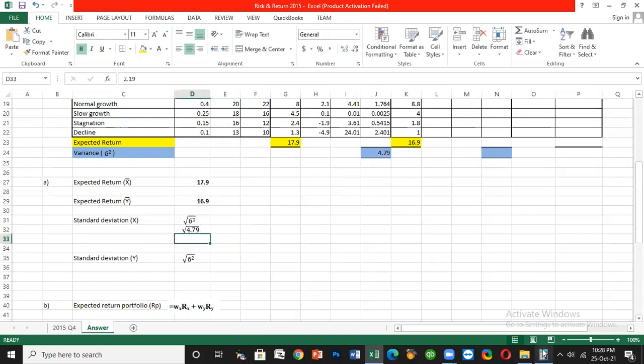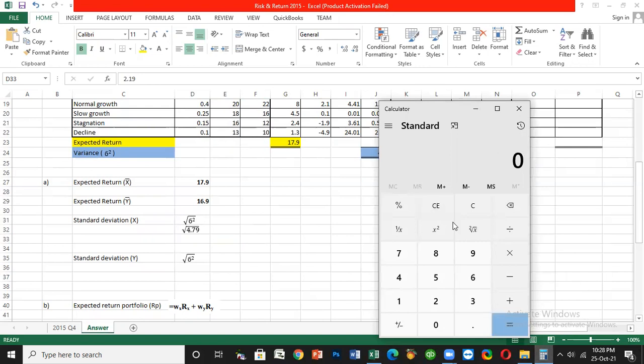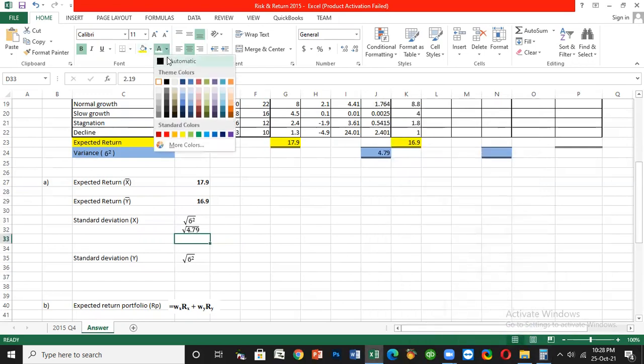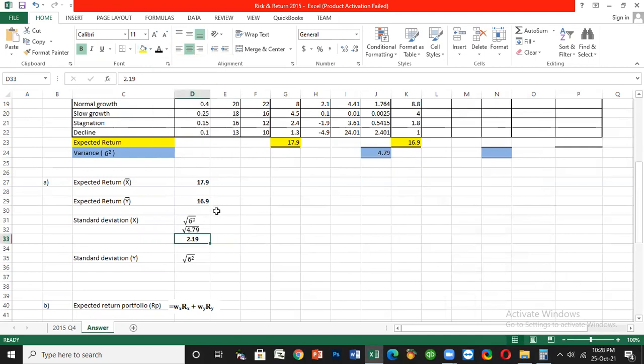Let's see how to calculate the standard deviation. The square root of 4.79 is 2.19. So 2.19 is the standard deviation of X.